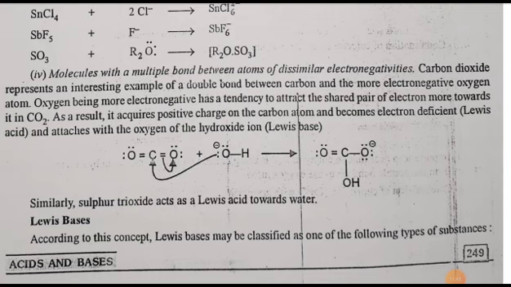Carbon dioxide represents an interesting example of a double bond between carbon and the more electronegative oxygen atom. Oxygen, being more electronegative, has a tendency to attract the shared pair of electrons more towards itself in CO2. As a result, the carbon atom acquires a positive charge and becomes electron deficient, and attaches with the oxygen of the hydroxide ion.